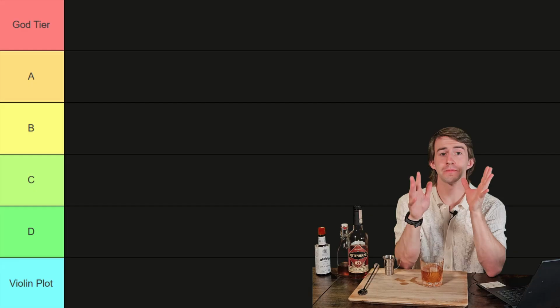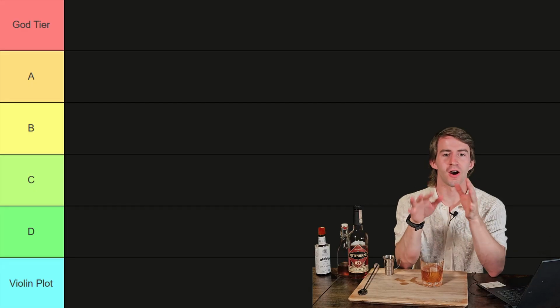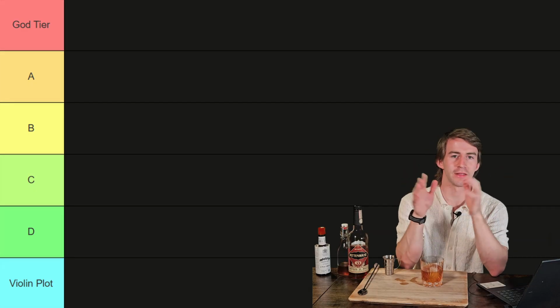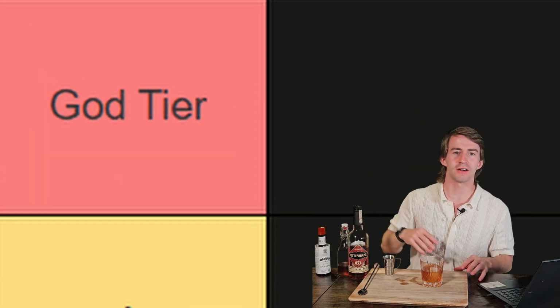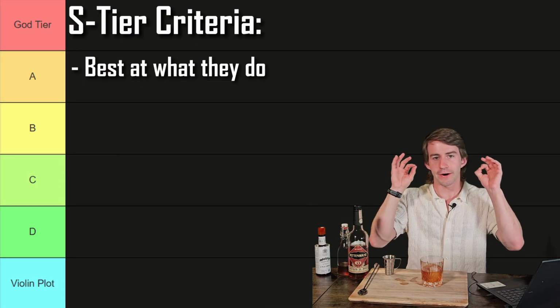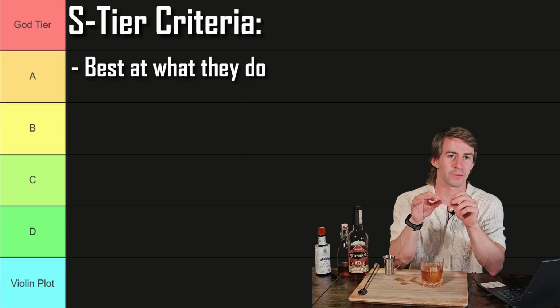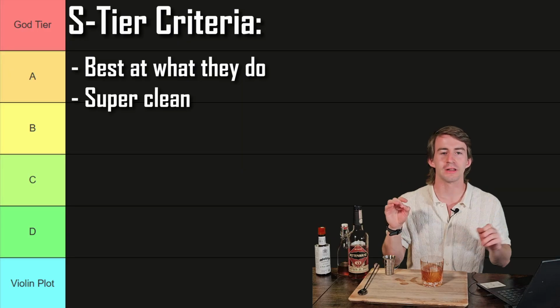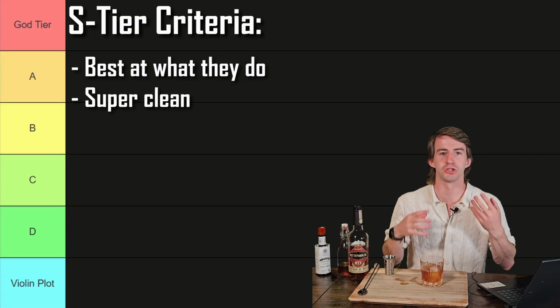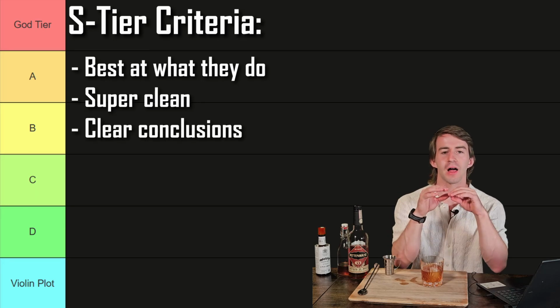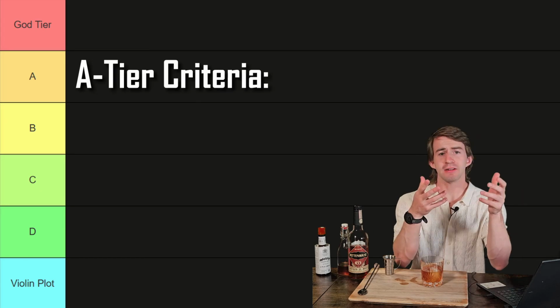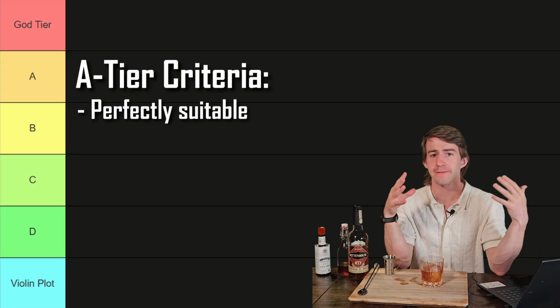Actually, that reminds me, I should break down what these actual tiers are and how mentally I'm making the distinction between them. So top tier, S tier, God tier, Tukey's Chosen. These are the absolute best plots at what they do. They're super clean. It's difficult to really draw any sort of incorrect conclusions from the data based off of these plots. Pretty self-explanatory.